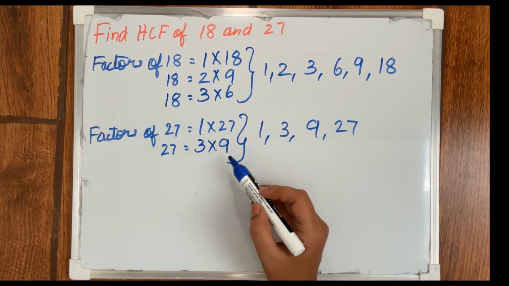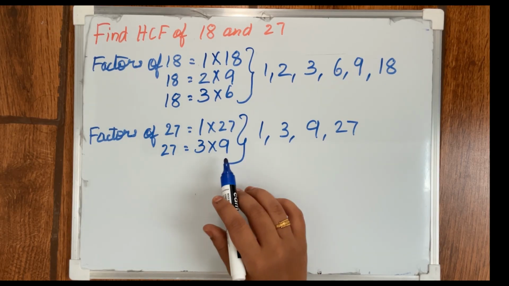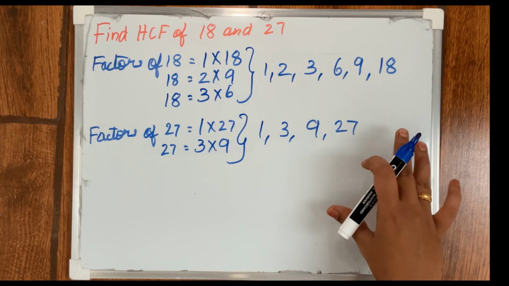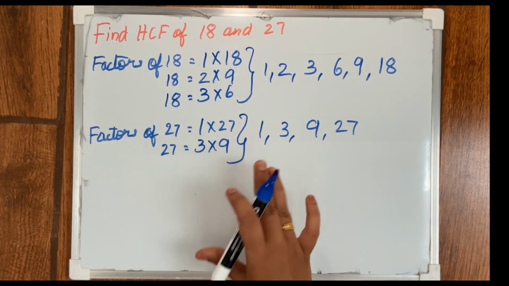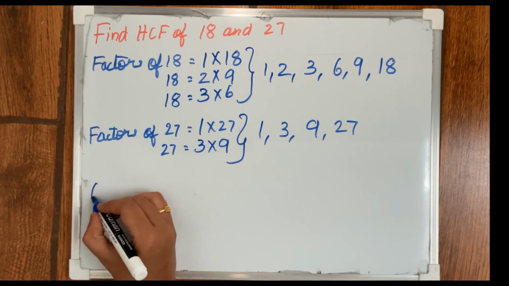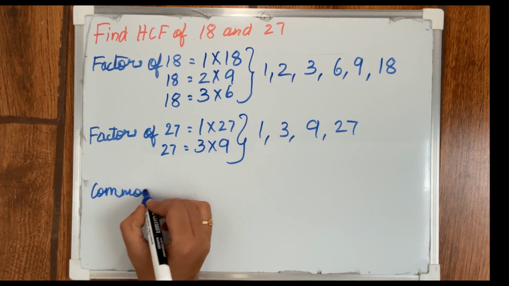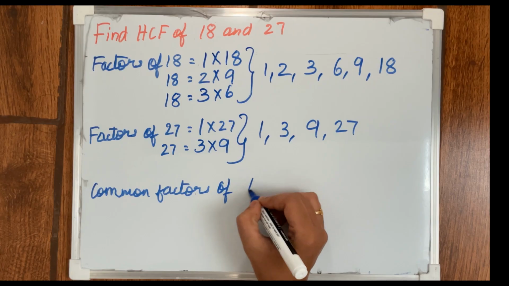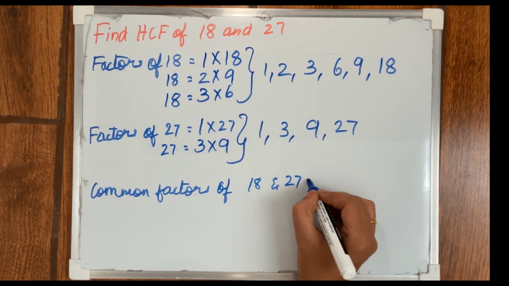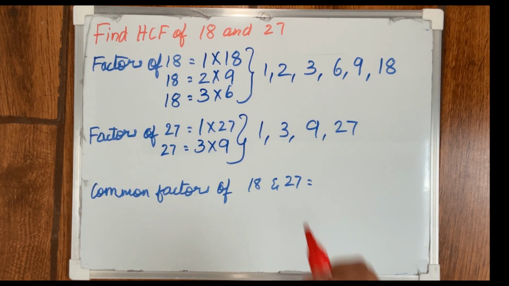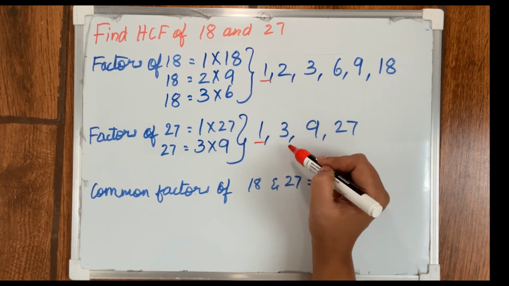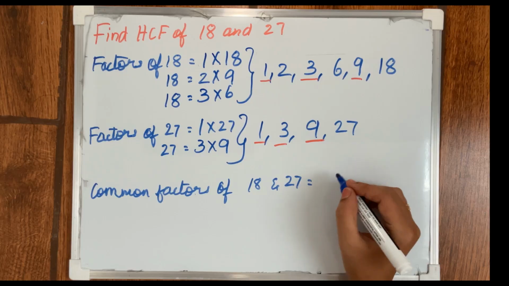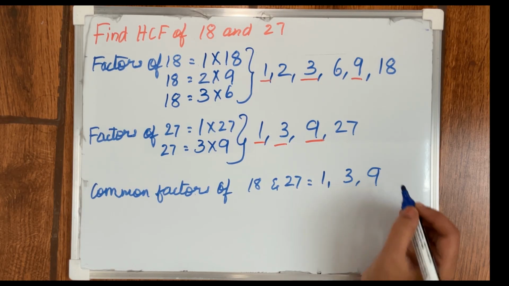To write this directly, you should be familiar with all the number tables. If you find it difficult to remember the tables, you can do the working of division and find the factors. So the next step is, which are the common factors of 18 and 27? 1, 2, no, 3 and 9. So let's write here 1, 3 and 9.